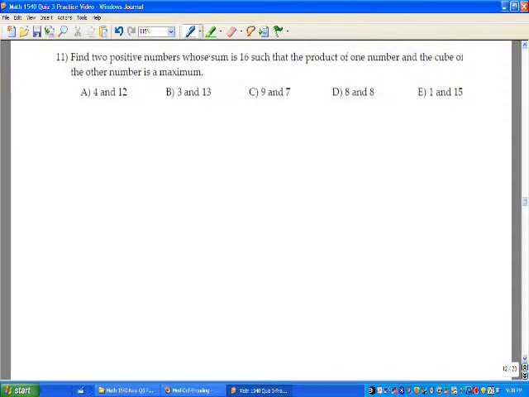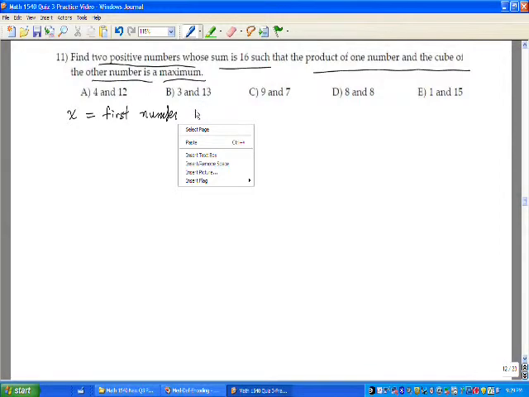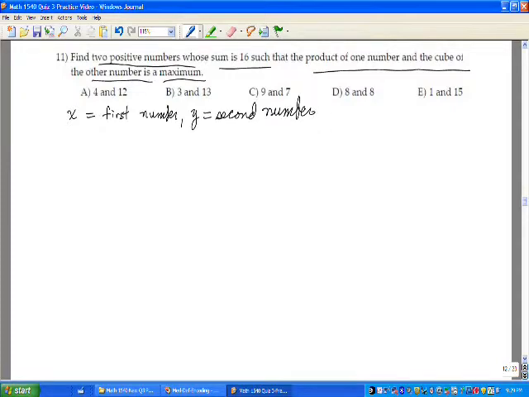We have problem 11. We want to find two positive numbers whose sum is 16, such that the product of one number and the cube of the other number is a maximum. So let's let x equal the first number, and y equal the second number. And the function we want to maximize is f equals the first number times the cube of the second number. So you want to make this a max.